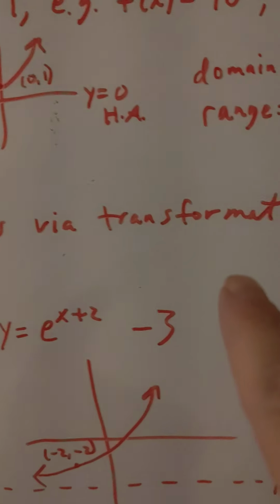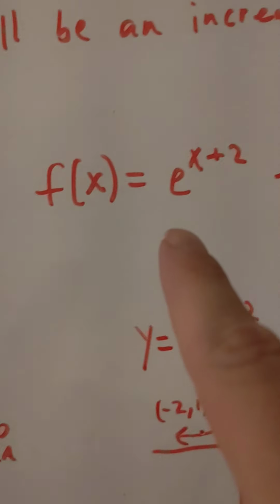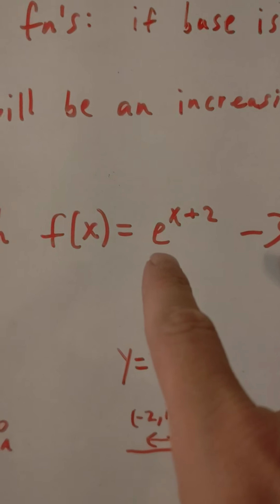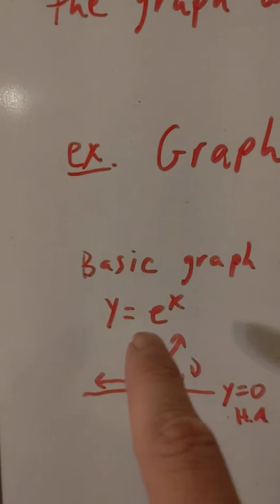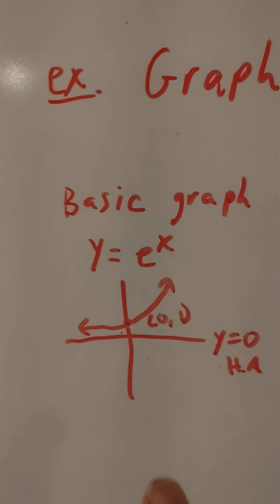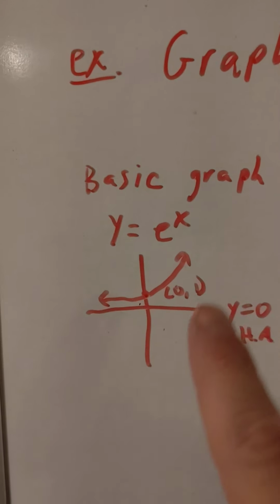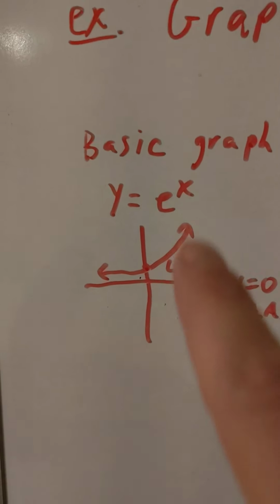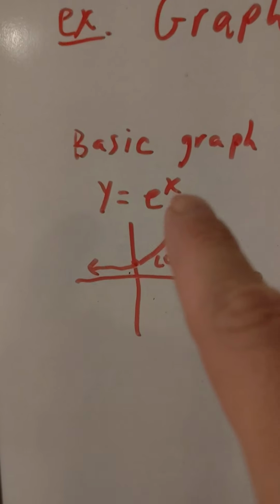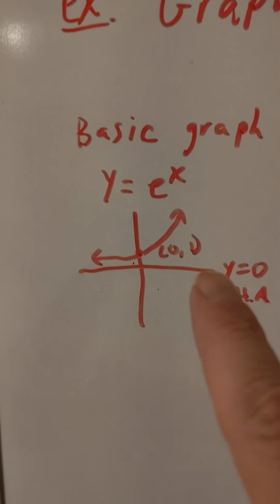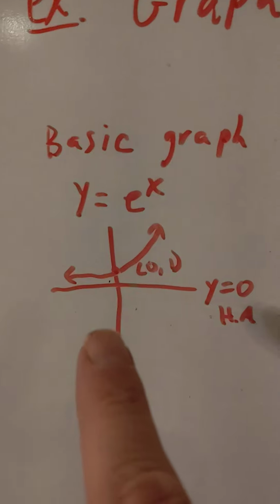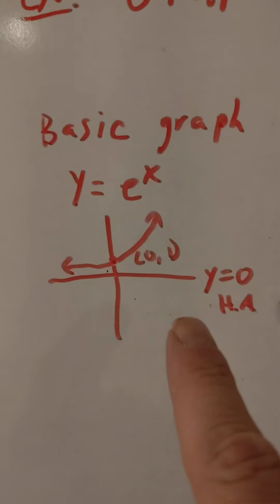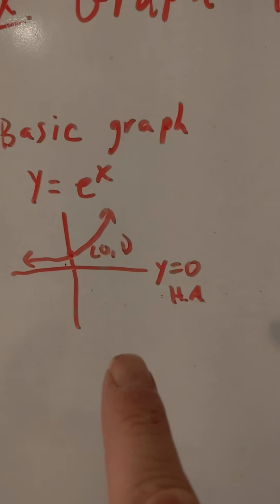So let's graph it in stages via transformation, starting with the basic graph. So you got to know what is the basic graph here. And I see the base e, so that's going to be my basic graph. y equals e to the x. And all basic exponential functions look like that, and they always have that 0, 1 y-intercept. Like what's e to the 0? If I let x equal 0, isn't any number to the 0 power 1? Except for 0. And then y equals 0 is always the horizontal asymptote, so I would always label that in your basic graph. So let's continue.